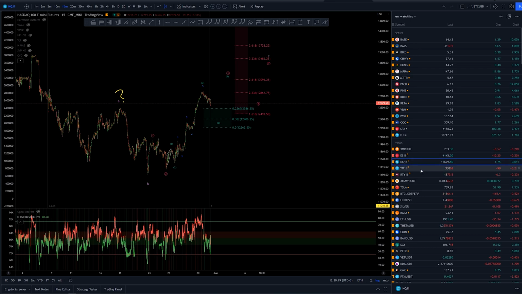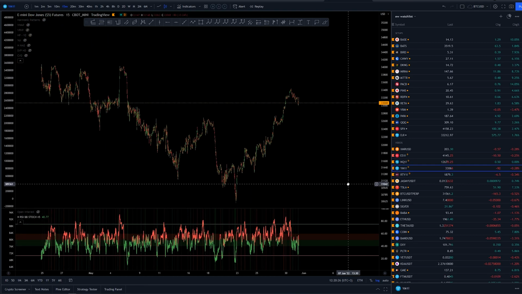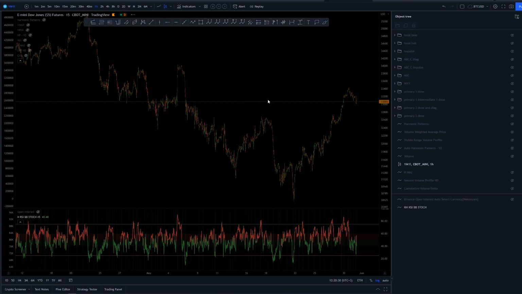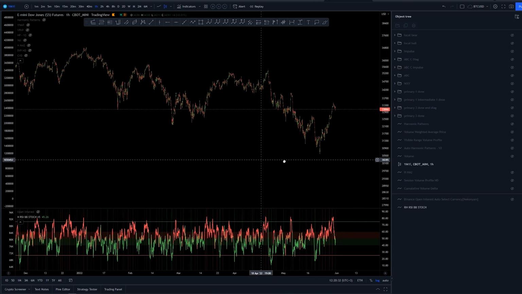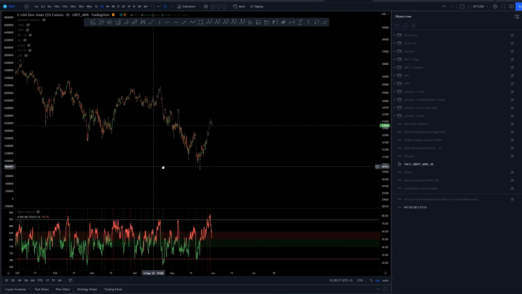Let's take a look at the next one, which is, no, that was, yeah, NASDAQ, and this was the Dow Jones. Higher time frame, 1 hour, maybe 2 hours. We can actually see the count.